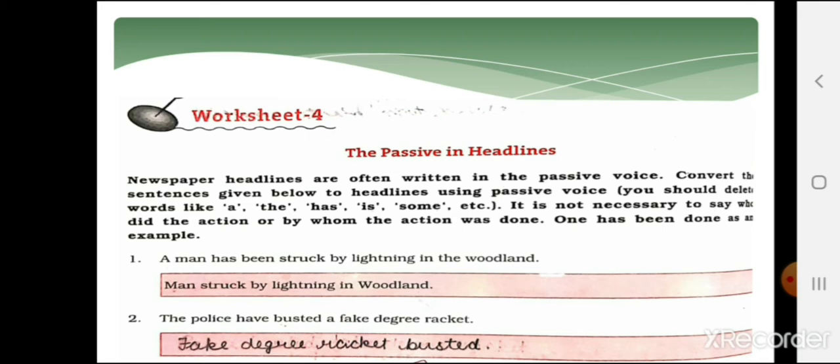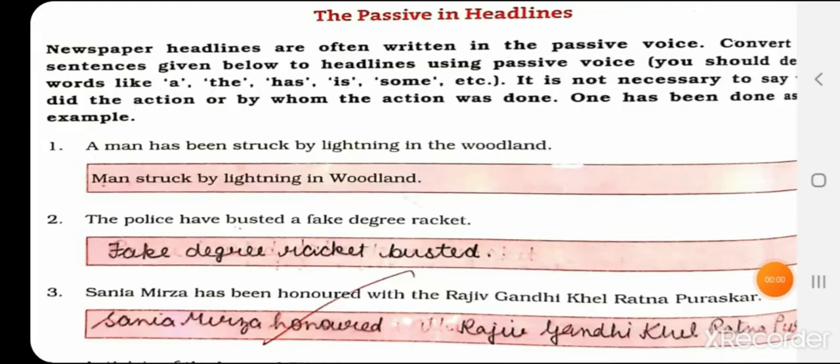First one, students: a man has been struck by lightning in the woodland. Students, let's convert this sentence. Man struck by lightning in woodland. We have removed, students, the articles a, the, and "has been" also. Man struck by lightning in woodland.